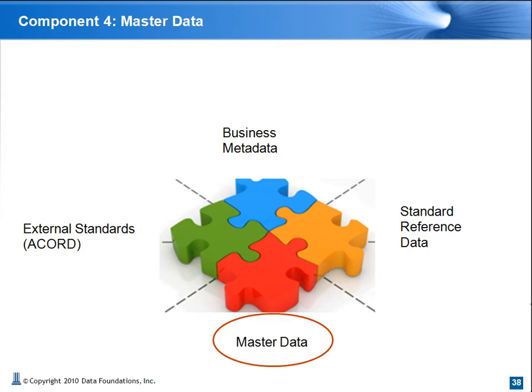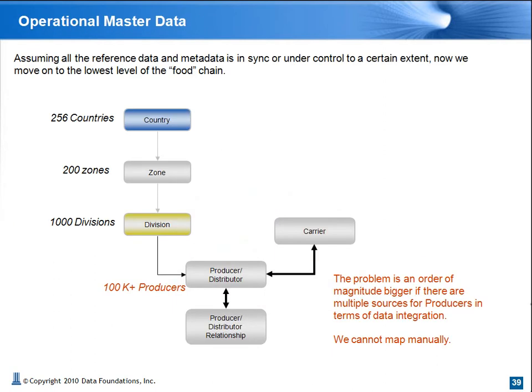Let's add master data into the mix, the 4th and final critical component of successful enterprise information management. Assuming all the reference data and metadata is in sync or under control to a certain extent, now we move on to the lowest level of the food chain, if you will. In this schema, however, the critical need for integration revolves around having a large number of producers or application solicitors. We need to map these numerous producers, but we can't do it manually.